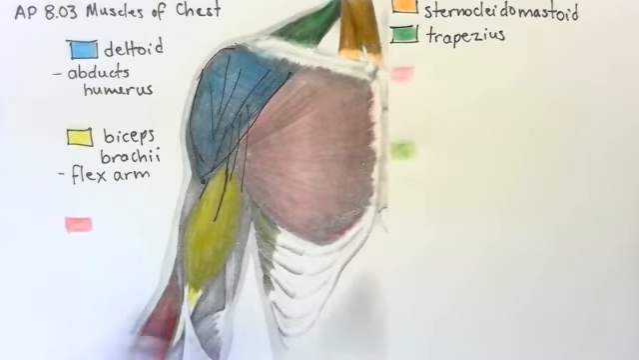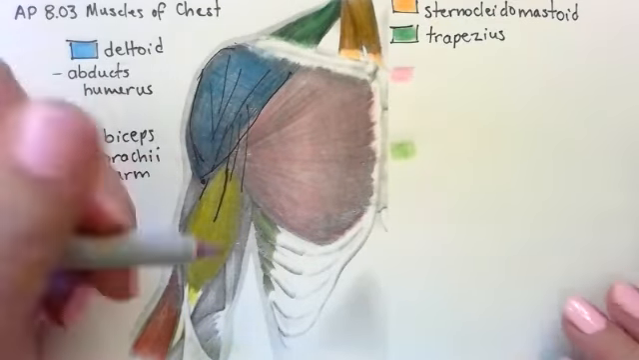There's one muscle I want to pick up here, and I don't have it colored, so I'm just going to grab a Sharpie. And I'm trying to think, what color am I not using here? Orange. I'm going to do a light purple.